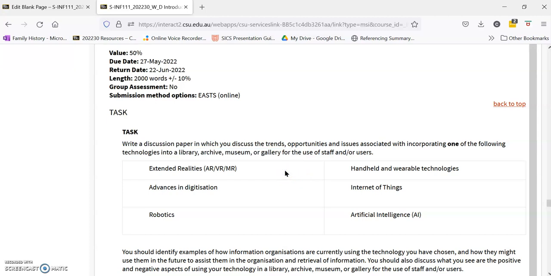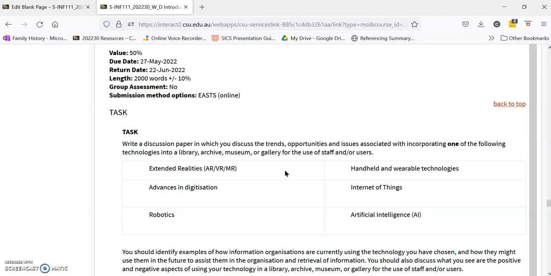Now, what I will say is that you aren't going to be choosing one single specific organization. For example, you're not going to be talking about robotics in Whoop Whoop Public Library. You can talk about your technology in libraries in general, or archives or museums or galleries in general. In that case, you would be covering how that particular technology might be used across that particular information environment.